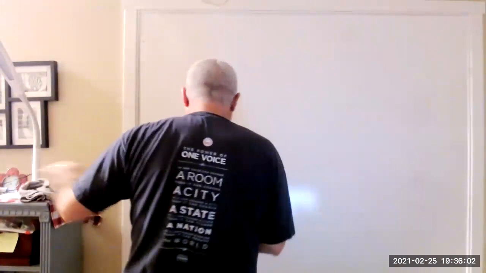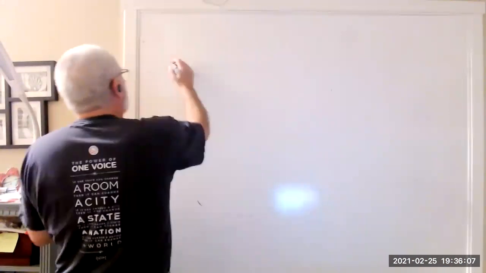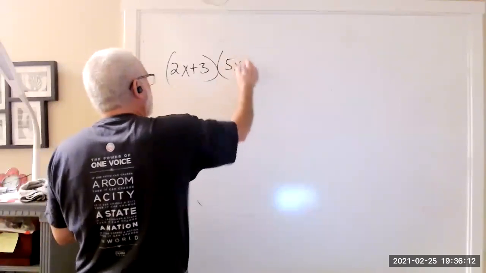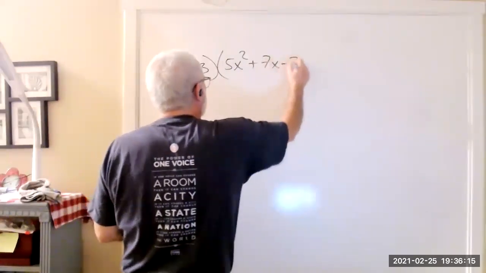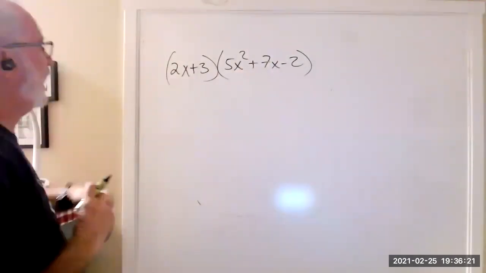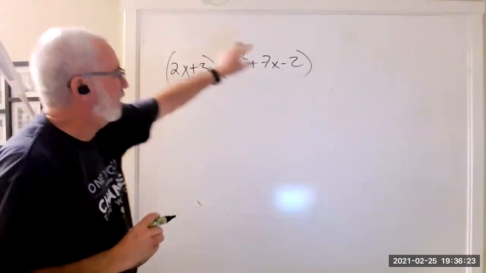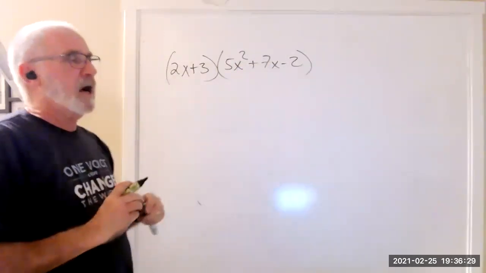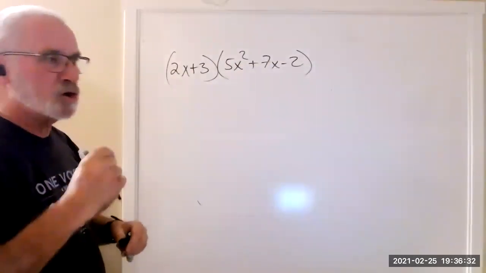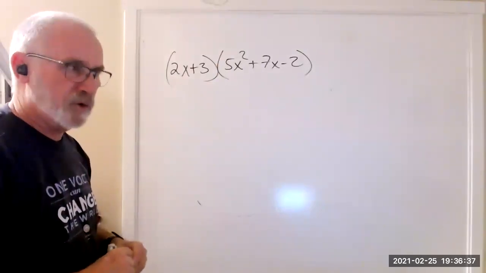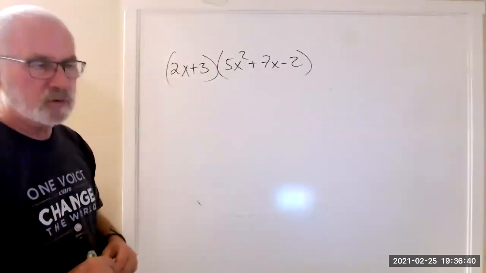What if we had, I'll start easy, 2x plus 3 times 5x squared plus 7x minus 2. What if I had a binomial times a trinomial? Now, I'm going to show you the traditional way this is taught. And then I'm going to show you a slightly different way. And then I'm going to say, I don't care which way you do it.